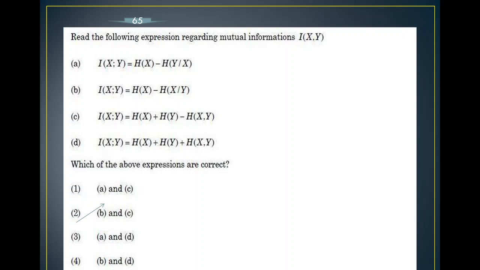Which of the above expressions are correct? Statement first A and C. Statement second D and C. Statement third A and D. And statement fourth B and D. And the correct option is second, B and C.